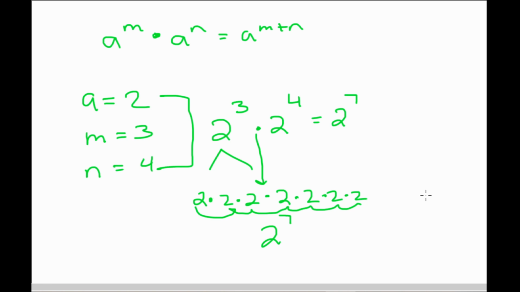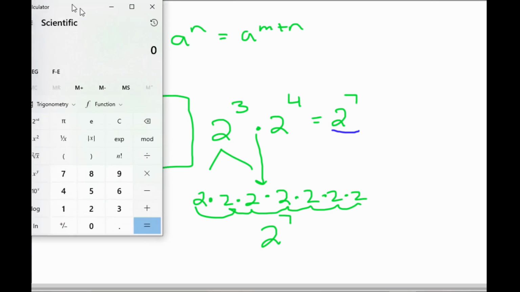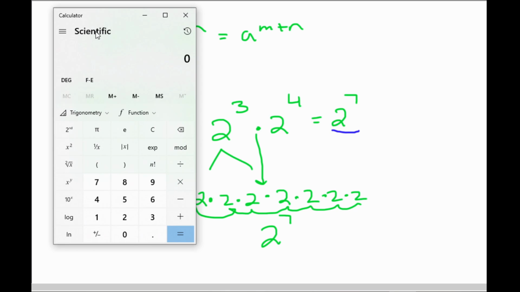Now let's actually check that, and we're going to do it 2 different ways. For the sake of speed, I'm going to pull up my calculator. I have it set to scientific so that I can use exponents. And I'm going to test this one here with the blue line under it first. I'm going to do 2 to the seventh power, and I get 128.